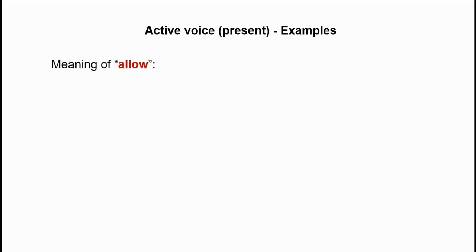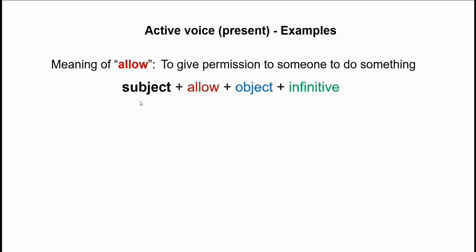So, the meaning of allow. First of all, let's look at the meaning of this verb. It means to give permission to someone to do something, to authorize someone to do something, and a common structure is subject, followed by allow, followed by the object, and followed by the infinitive verb.